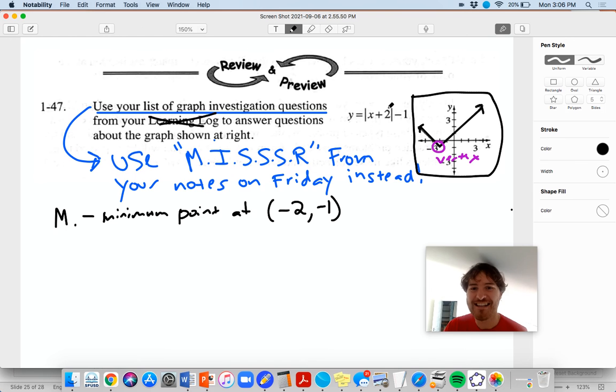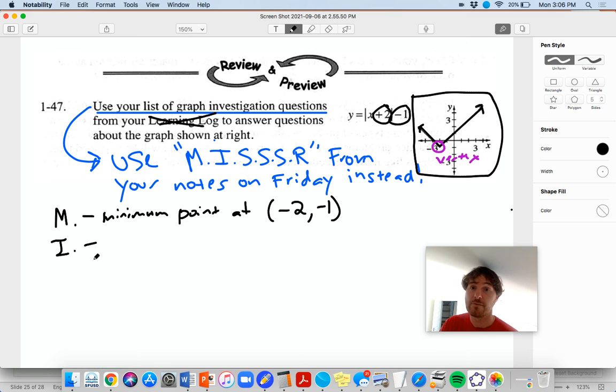Oh, interesting. We see a +2 there and a -1 there. Okay. There is actually a connection between the equation and where that vertex is going to be. We don't really need to worry about absolute value functions in algebra 1. So, maybe you notice something, but it's not a big deal if you haven't yet.